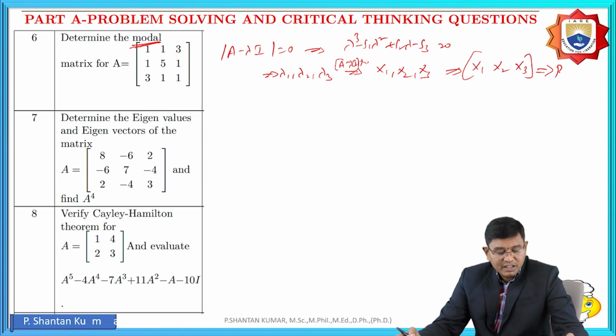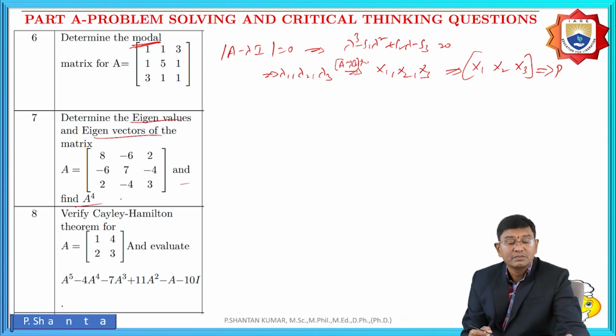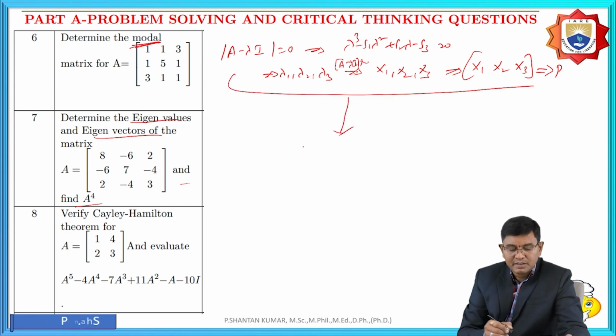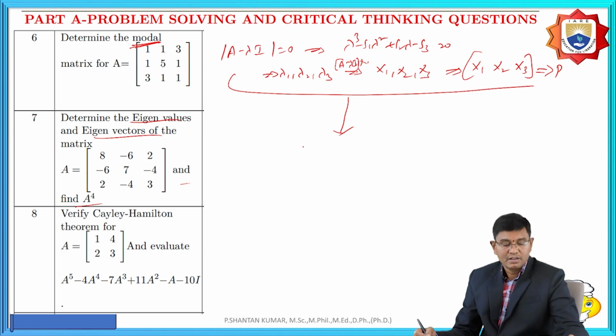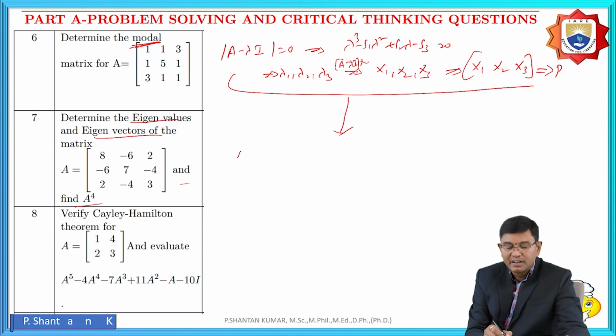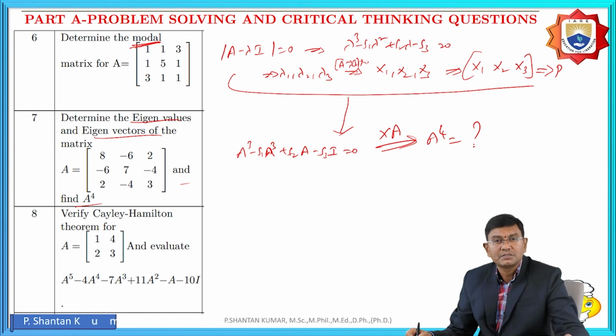Next, determine the eigenvalues and eigenvectors, and also A power 4. That means it is the same as before up to here. The condition we repeat. Next, find A power 4. A power 4 comes from the equation you obtain, that is, A cube minus s1 A square plus s2 A minus s3 I equal to 0. From this equation, we need to find the A matrix. We obtain A power 4 as the required solution.